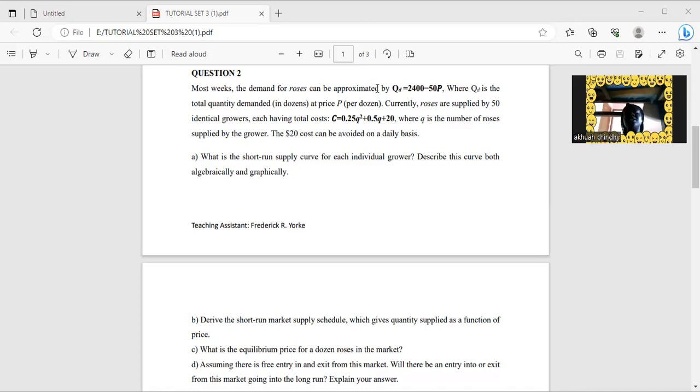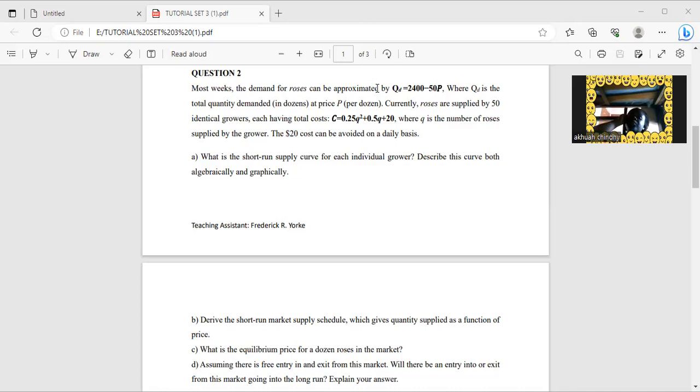All right. So when we say the short run supply curve for each individual grower, what does it mean? It means that in the short run, what will be the supply curve for each firm? When we talk about supply curve, we know that based on the law of supply, when price increases, producers are enthused to produce more. So the supply curve is positively sloped, moving from the left to the right upwards.